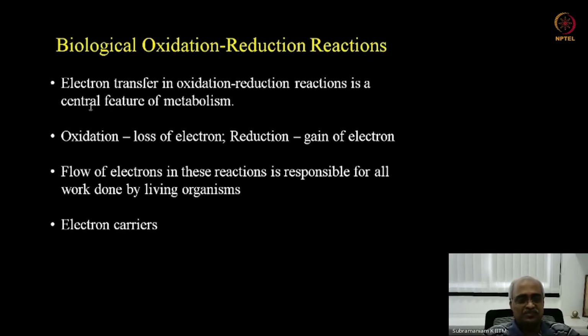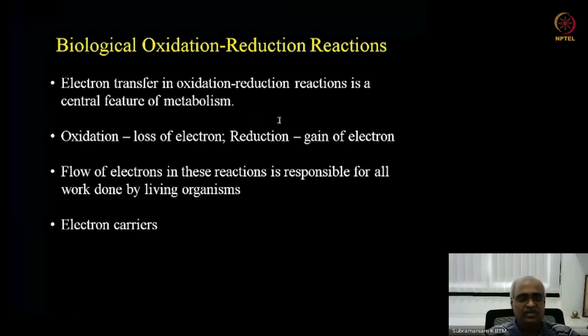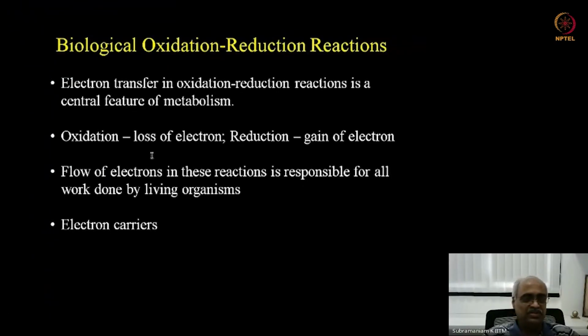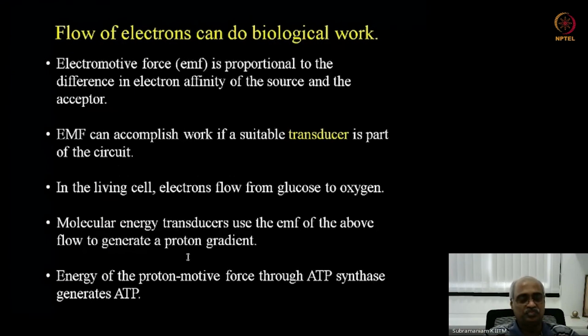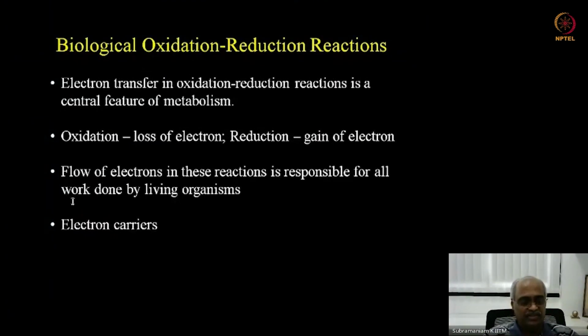Okay. So this is a central feature of metabolism, electron transfer in oxidation reduction reactions. So you already know this: oxidation, loss of electron, reduction, gaining electron. Then flow of electron in this is responsible for the work. And electron carriers are the temporary molecules that take up electrons, and these are the ones that create those incremental steps, making multiple transducers possible. So we will have a good discussion, four or five slides of discussion, appreciating the beauty of the structures of these electron carriers later.